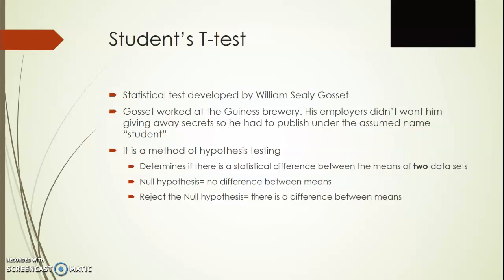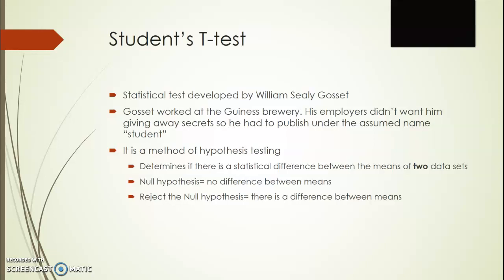It was originally developed by William Sealy Gosset. Now, he worked at the Guinness Brewery. His employers didn't want him giving away secrets, so he had to publish it under an assumed name, and the name he used was Student. So it is called the student's t-test, not the Gosset t-test.